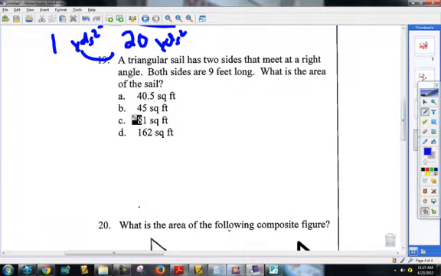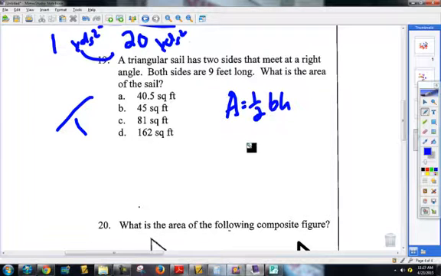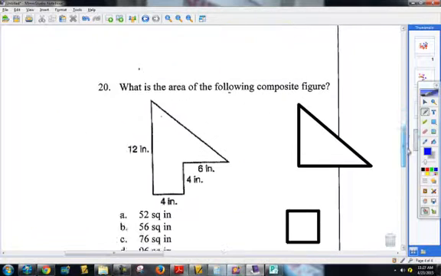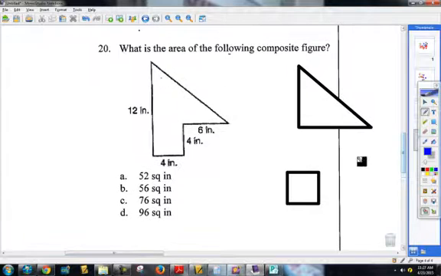This one here, I only made worth 1 as well. But realistically, you should have had the formula. If you just had the answer, that's okay. It's going to be 1/2 times 9 times 9. It's going to give you 40.5 feet squared. Now number 20 is going to be worth only 1 as well.